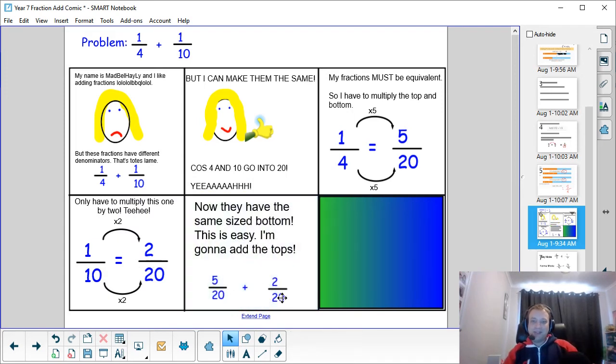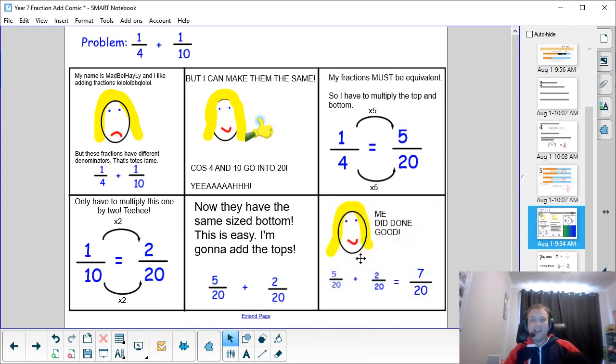And now that they have the same size bottom, right, we should use the word denominator. We're grown-ups, but in this case, we're talking about bottoms here. This is easy. I'm going to add the numerators, the tops. So now we can go 5/20ths plus 2/20ths. And we have an answer, right? 5/20ths plus 2/20ths is 7/20ths.